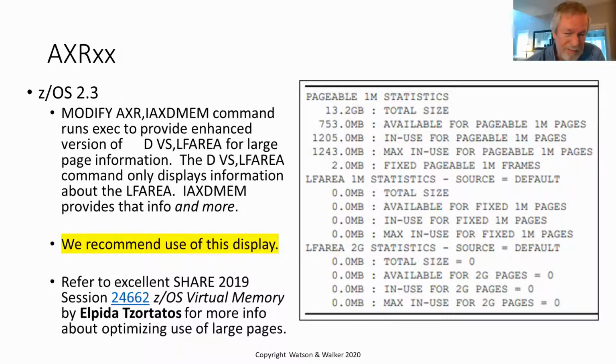So you can still use the DVS LF area if you want, but this one pretty much summarizes all the information and gives you the pageable as well. Now, in this example, and this is so frustrating to see, I think one of the first articles I did after I joined Cheryl was about using large pages, 1 meg pages or 2 gig pages, and why it was beneficial.